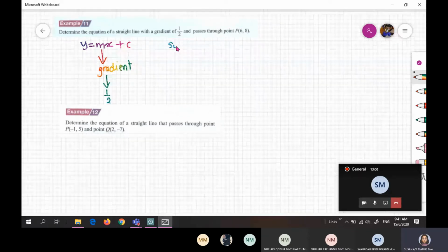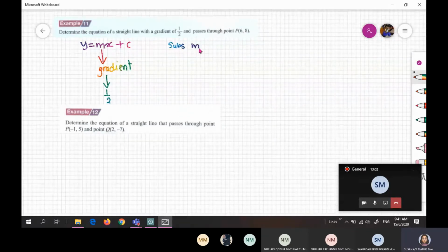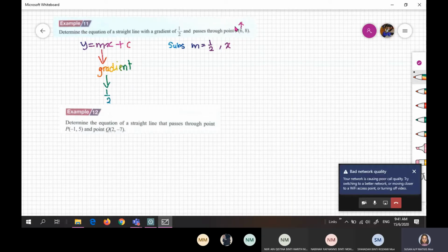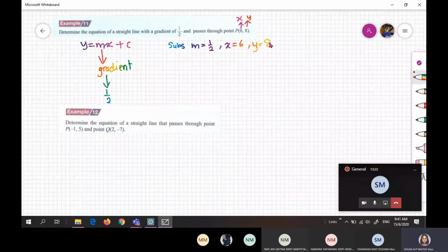You are going to substitute m = 1/2. You are also going to substitute x and y. Because you already know point P is on the line, this is x and this is y. So x is 6 and y is 8. You have these three values that you are going to substitute.